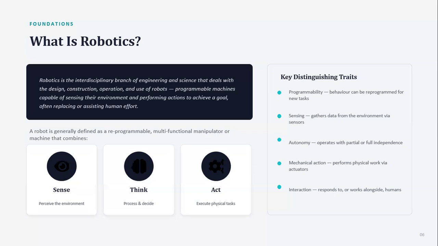Unlike conventional machines, robots can sense their environment, process information, and respond intelligently. Essential characteristics of robots include programmability, sensing capability, autonomy, mechanical movement, and interaction with humans or the surrounding environment.